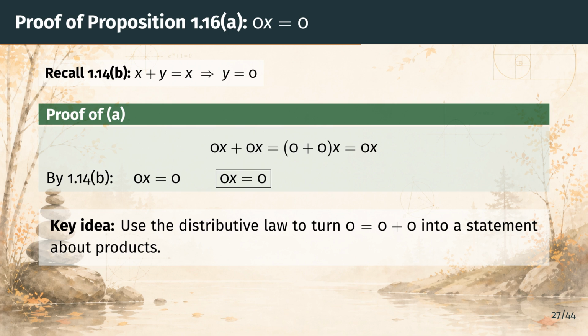Multiplying both sides by x and applying the distributive law gives 0x plus 0x equals 0x. Now recall proposition 1.14 part B, which says that if x plus y equals x, then y must be 0. Here, 0x plays the role of both x and y, so 0x must be 0. This is the first time we have used the distributive law, and it is the bridge that lets us connect the additive property of 0 with multiplication.